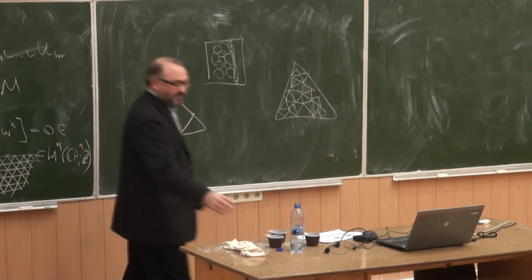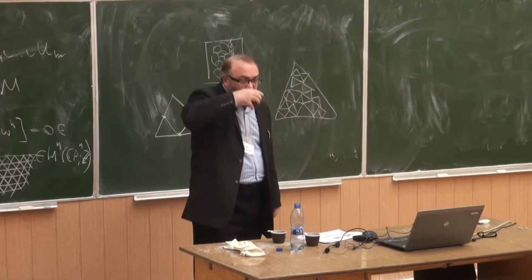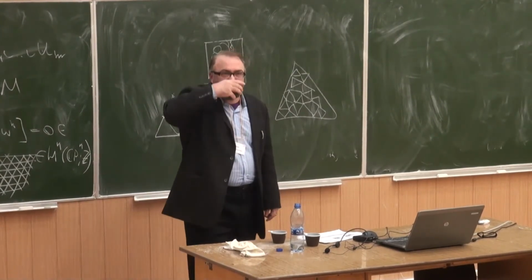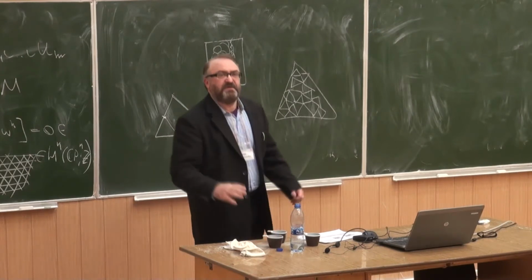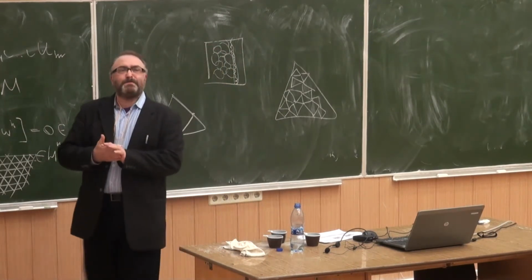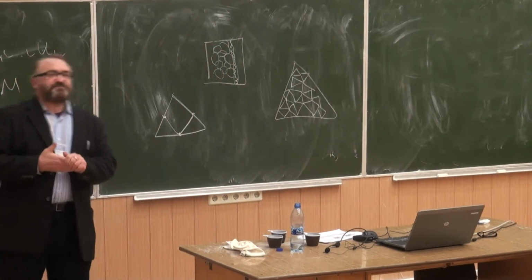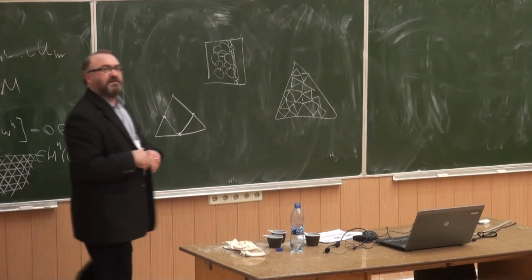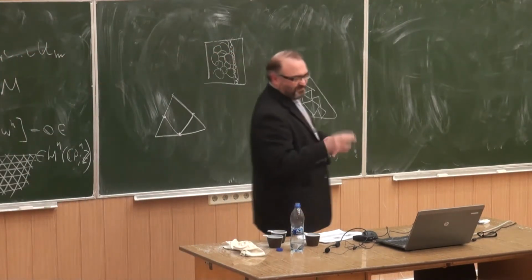Questions? I have a question. Well, if you have a list of some triangulations, then how do you distinguish that one is not equivalent to the other? Are they distinguished by the number of vertices and triangles, or something else?